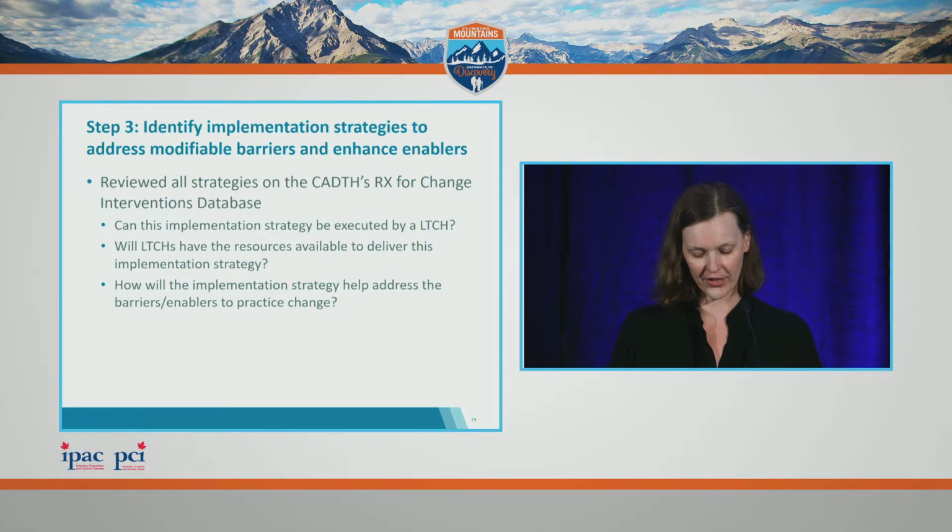So we used something called the Rx for Change interventions database to pull the strategies from. We also realistically had to take a look at whether the strategies that we had chosen could actually be executed by long-term care homes. Would they have the resources available to deliver the strategies that we were recommending? And how would it actually help with the problem and the issue if we were to recommend these strategies? So we had to make sure they aligned really well.